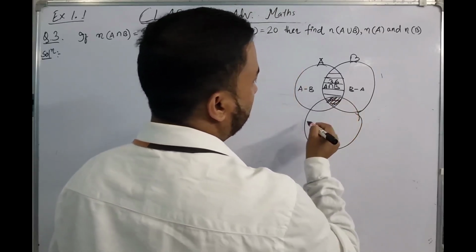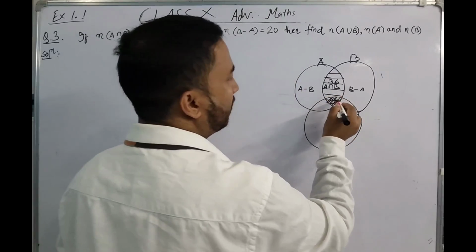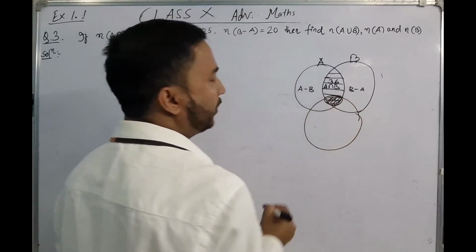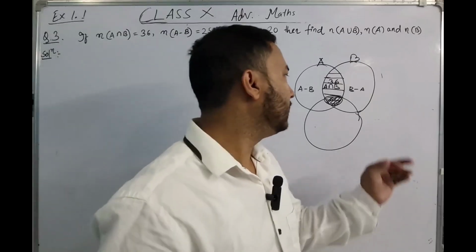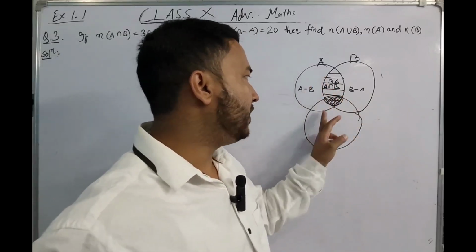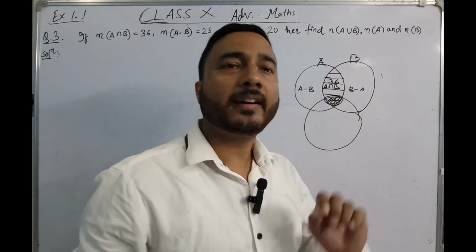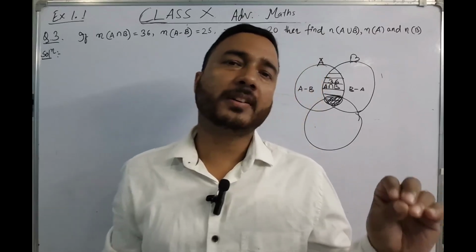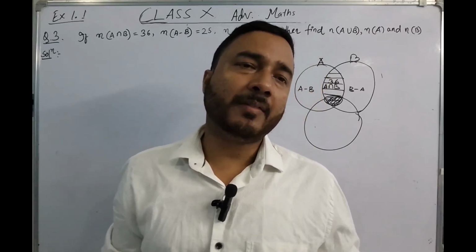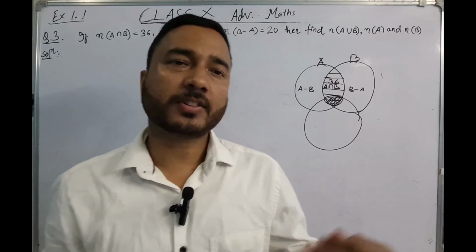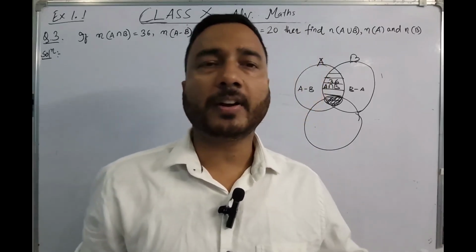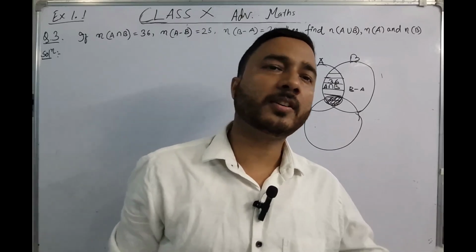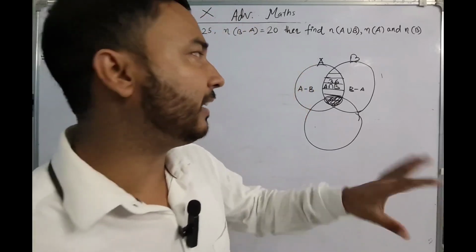This part will be A intersection B intersection C, because this is a common part where the elements are from all the three sets A, B and C. This is called A intersection B intersection C. So we can find the number of elements in the sets A, B, C, A intersection B intersection C, or if 4 sets are there, then you can find A intersection B intersection C intersection D, like that.